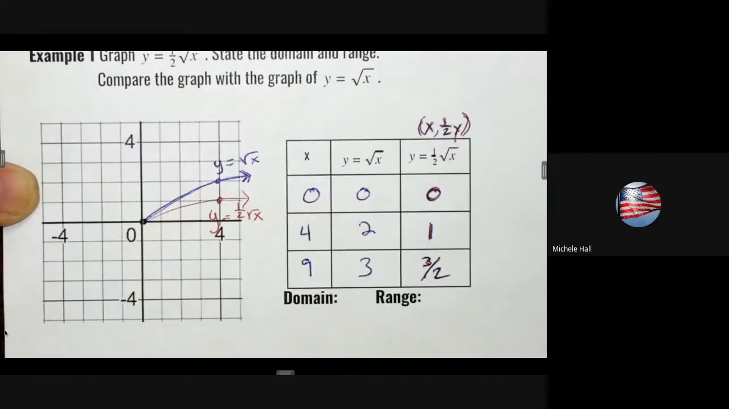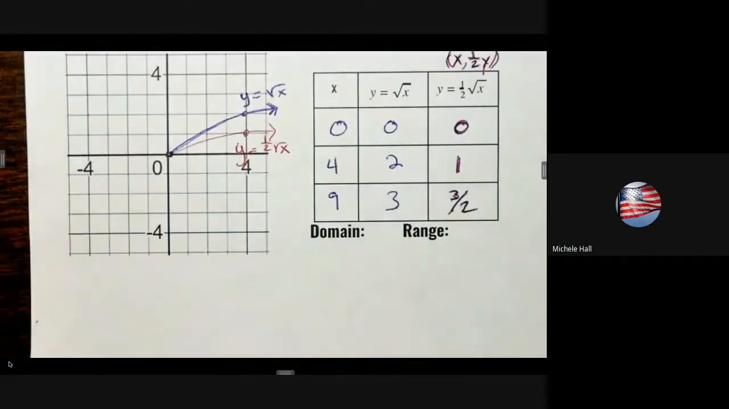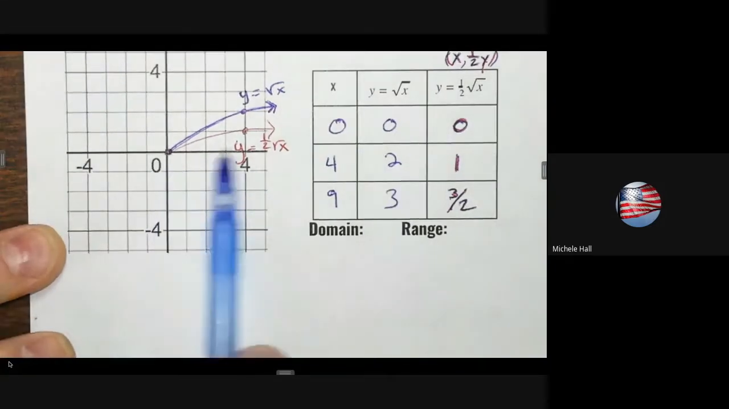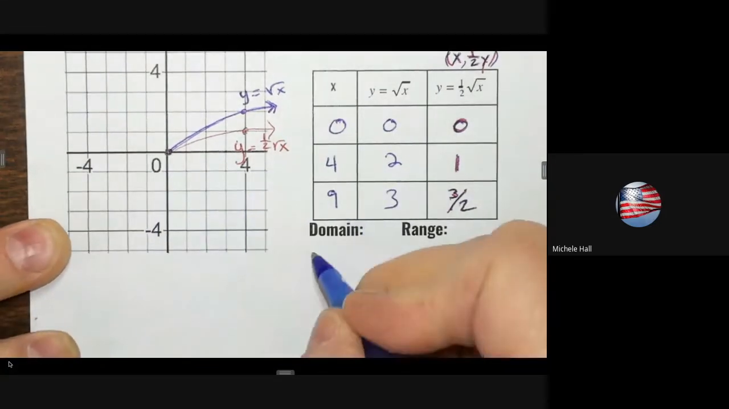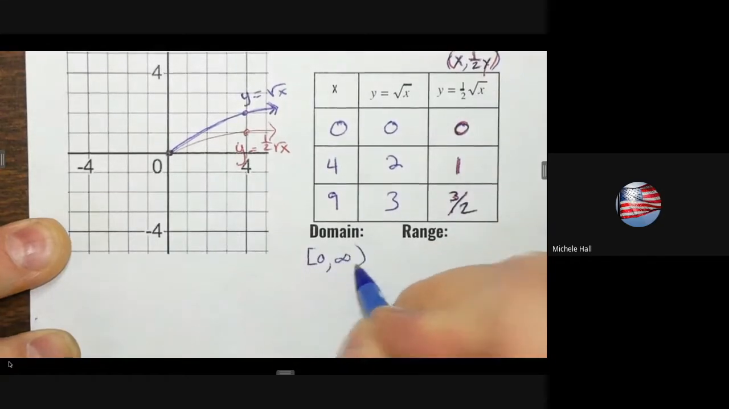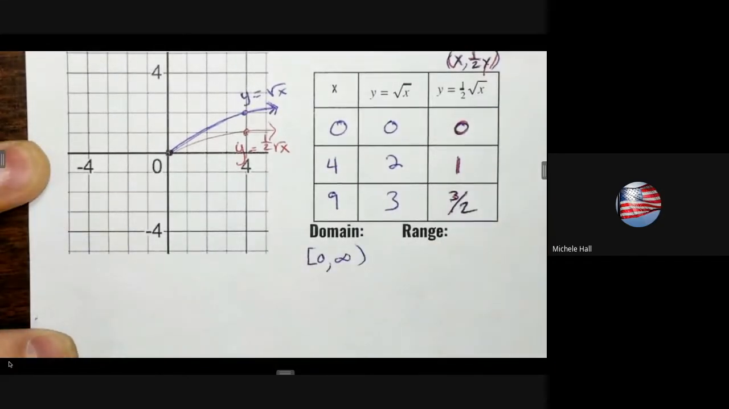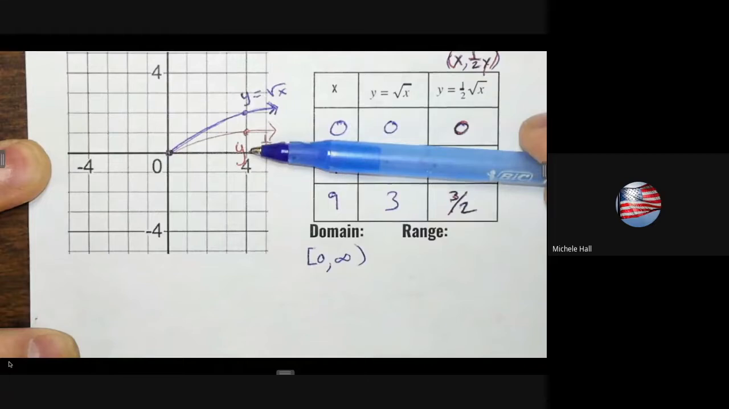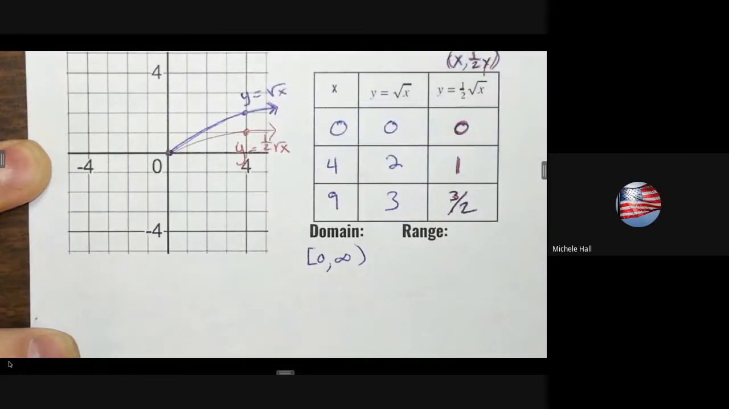And the parent function. Final part from this function would be to talk about that domain and range. We know that the domain starts at 0 and goes to positive infinity. It includes 0 and goes to infinity. The range also starts at 0 and continues to positive infinity.